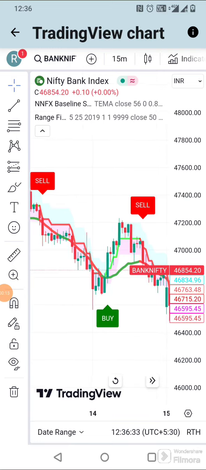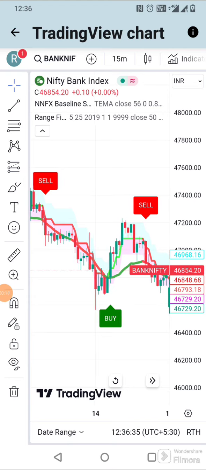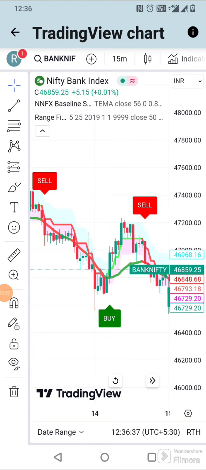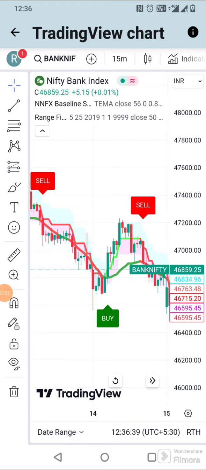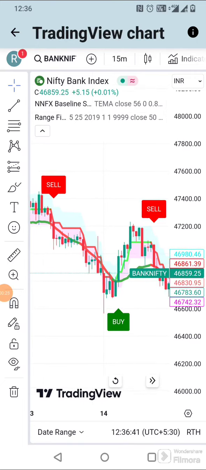When the Range Filter indicator gives you the sell signal, along with that the price crosses below the NNF indicator or the line turns red, sell the call.